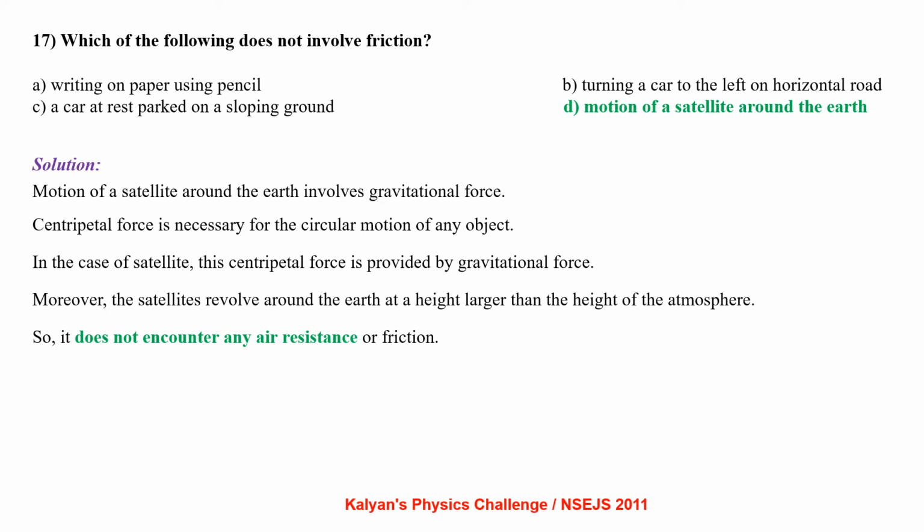Motion of a satellite around the earth involves gravitational force. Centripetal force is necessary for circular motion of any object. In the case of a satellite, this centripetal force is provided by gravitational force. Moreover, the satellite revolves around the earth at a height which is greater than the height of the atmosphere, so it does not encounter any air resistance or frictional force.